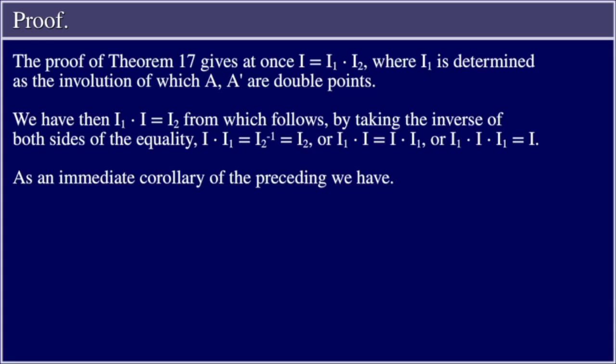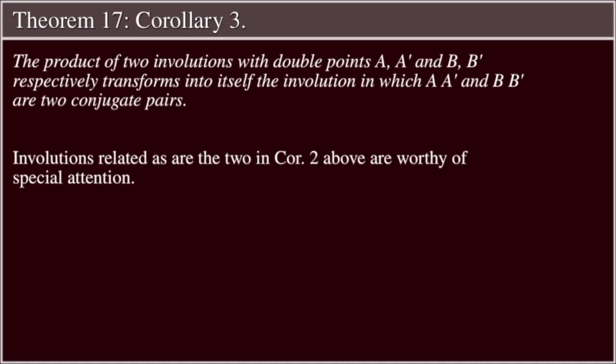or ι₁·ι equals ι·ι₁, or ι₁·ι·ι₁ equals ι. As an immediate corollary of the preceding, we have Corollary 3. The product of two involutions with double points A' and B' respectively transforms into itself the involution in which A' and B' are two conjugate pairs.